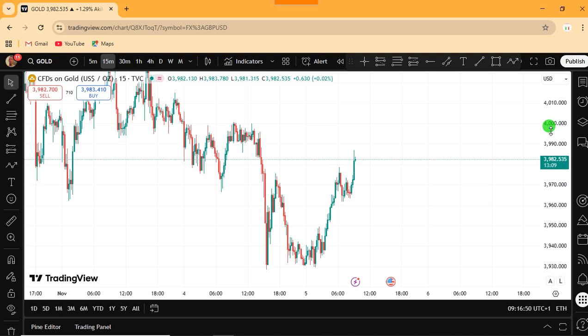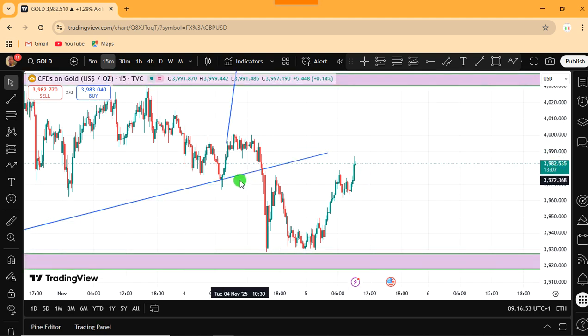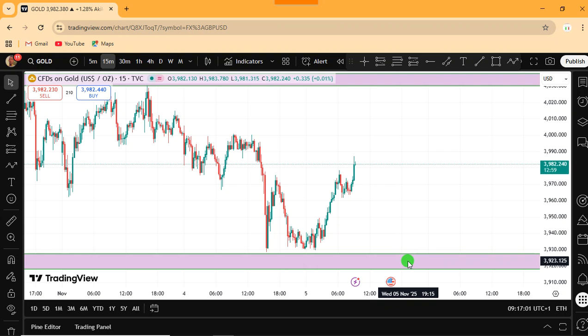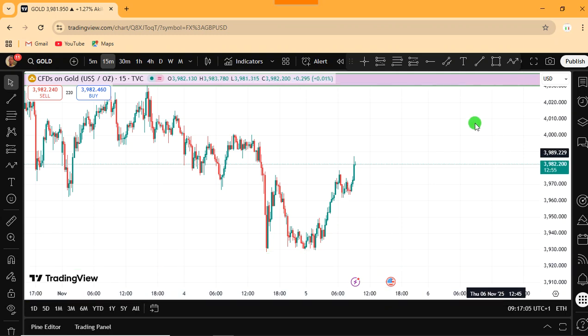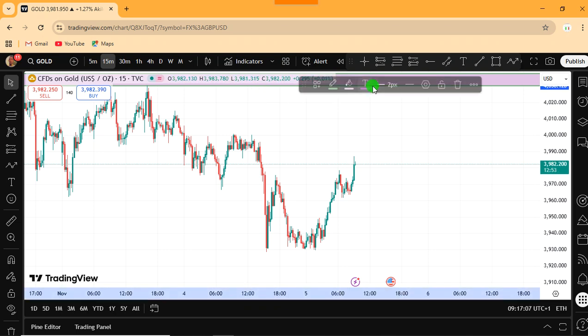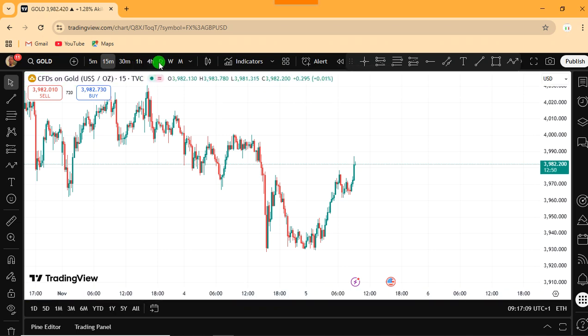Now gold will also make an analysis of these earlier on. So I'll be deleting all these trend lines and the structures previously. Then let me just delete this too. Alright, so let's go back again.